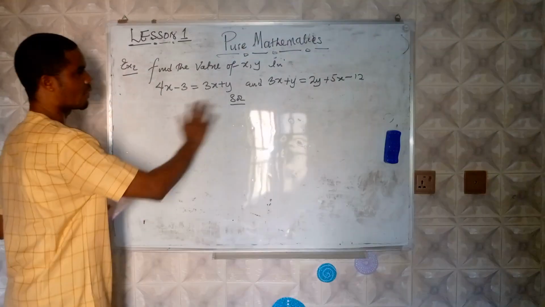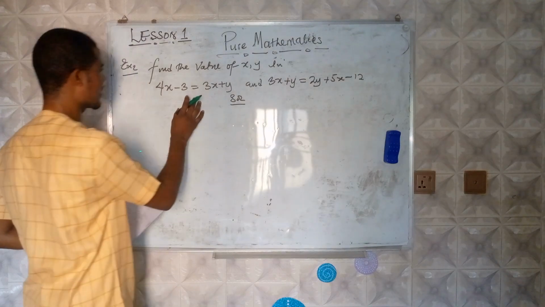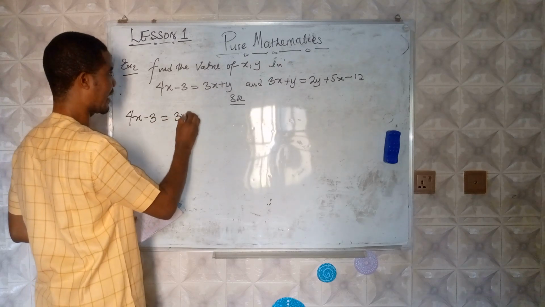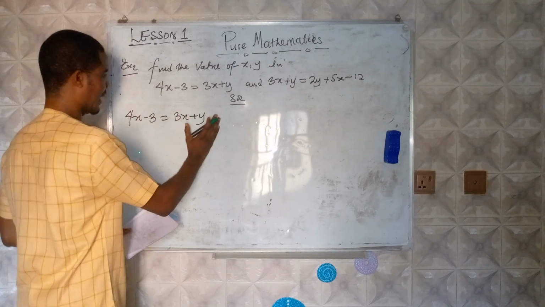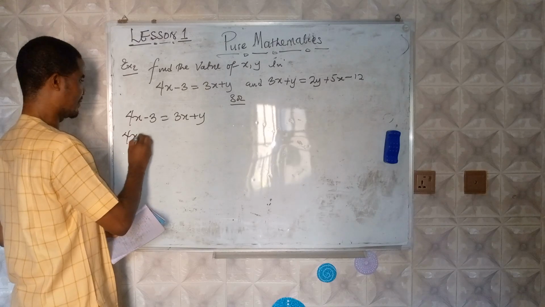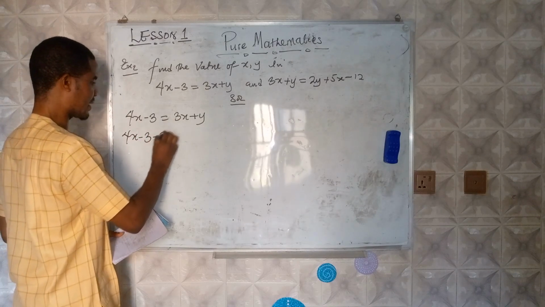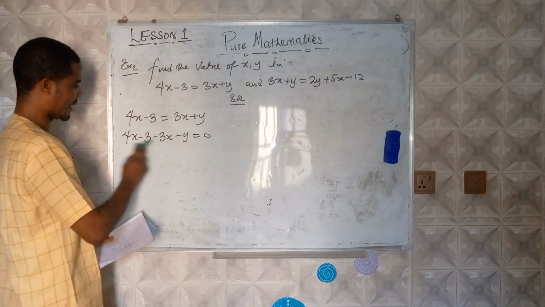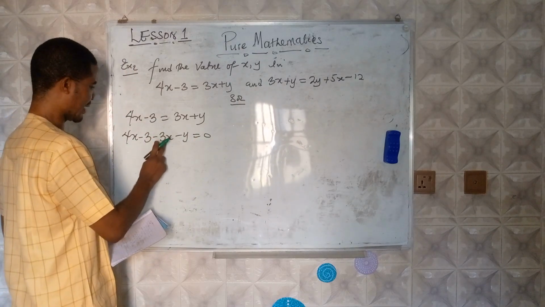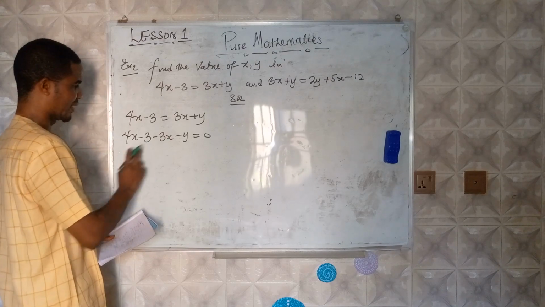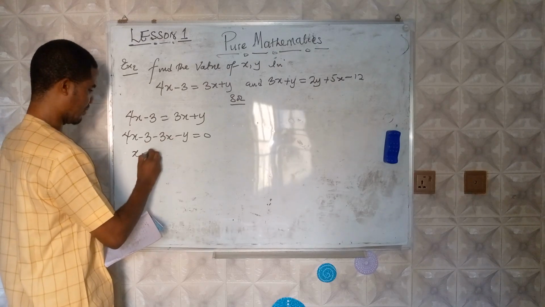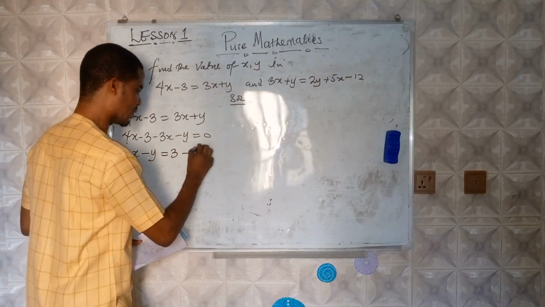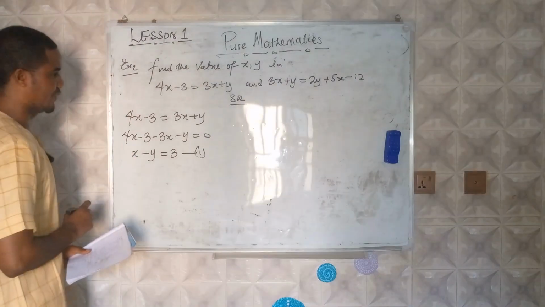Okay. So first of all, I'm going to rearrange the equation because they are not arranged. I pick this one. I have 4x minus 3 equals 3x plus y. What I'm going to do, I bring everything here. I have 4x minus 3 minus 3x minus y equals 0. So collect like terms. 4x minus 3x, that will give me x. Minus y, minus 3 goes over to the other side, becomes 3. I call this equation 1. I believe you understand that.